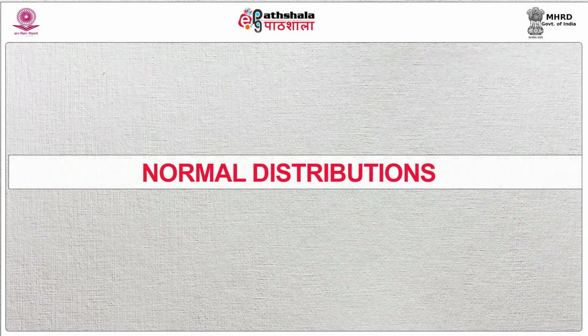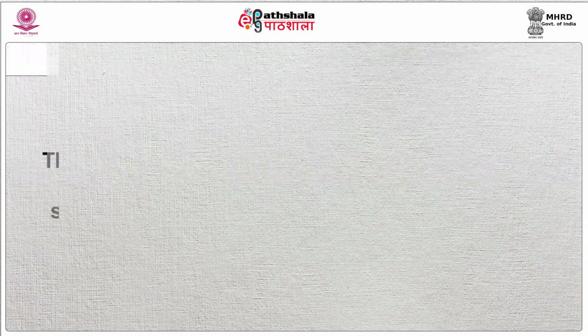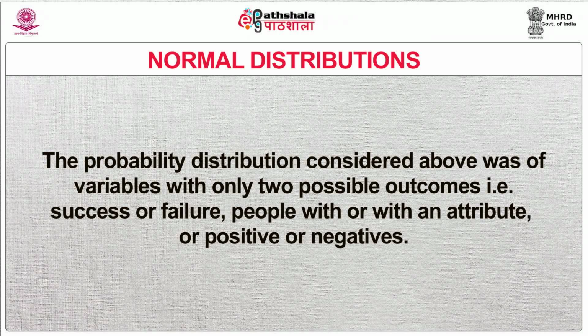The next part is the normal distribution. The probability distributions considered above were of variables with only two possible outcomes, that is success or failure, people with or without an attribute, or positive or negative. The random number of successes out of n made up a binomial distribution. The variable was just an enumeration of the number of successes and was thus termed discrete.